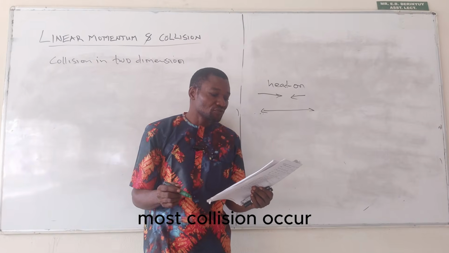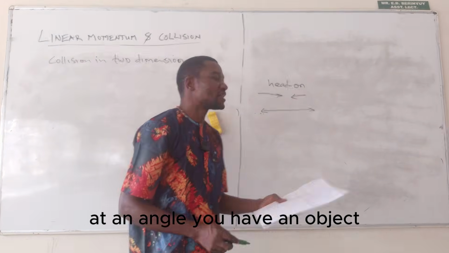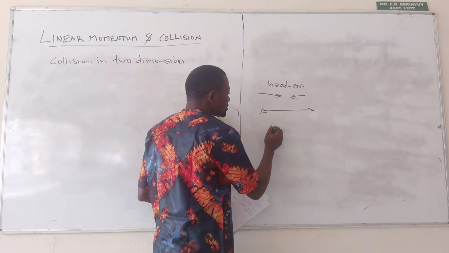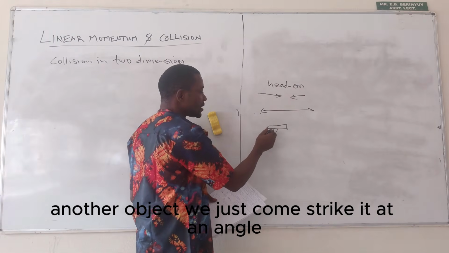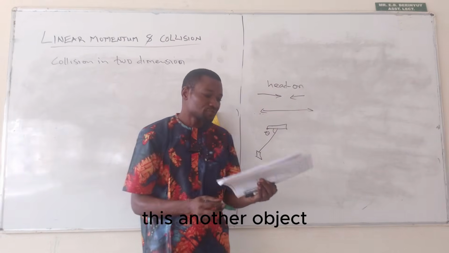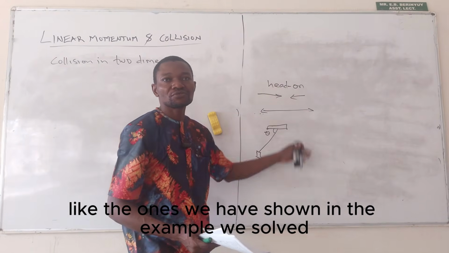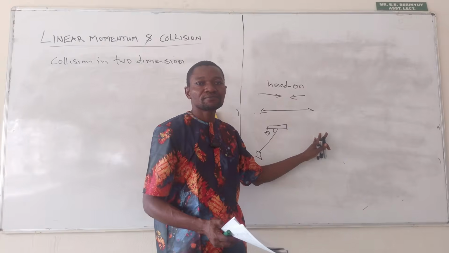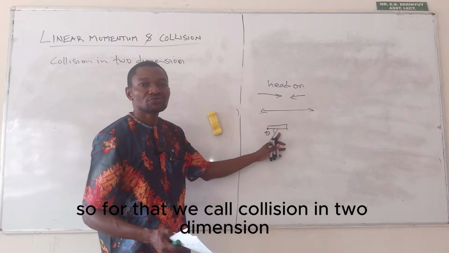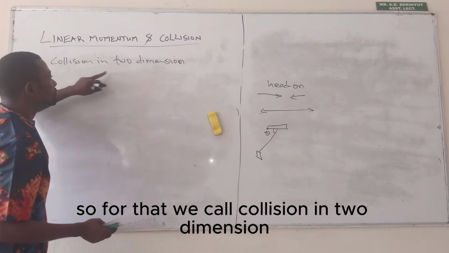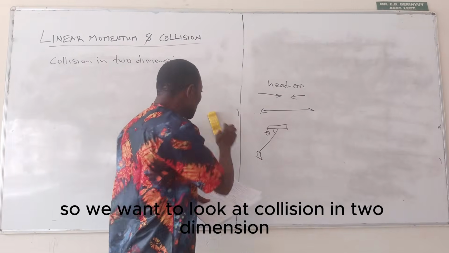However, in reality, most collisions occur such that an object strikes another object at an angle. You have an object, and another object will just come and strike it at an angle. So collision at times can be head-on, like the ones we have shown in the examples we solved, while at another point, collision can be at an angle. For that, we call it collision in two dimensions. So we want to look at collision in two dimensions.